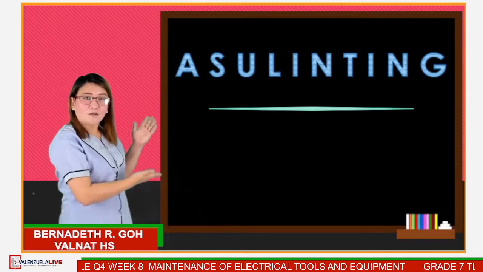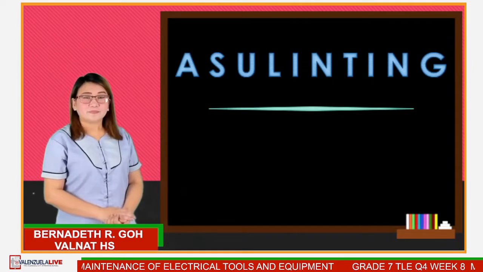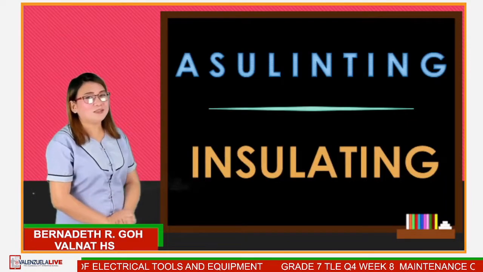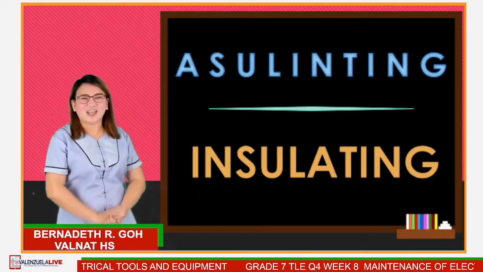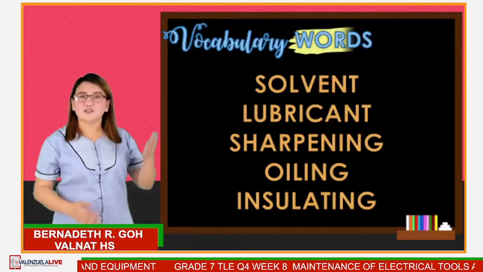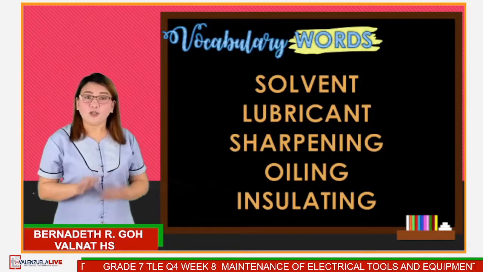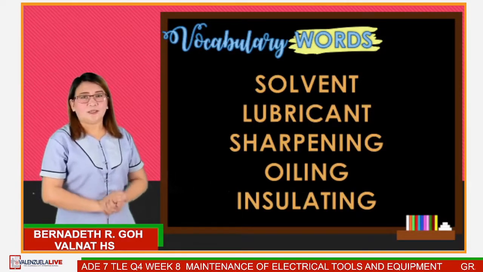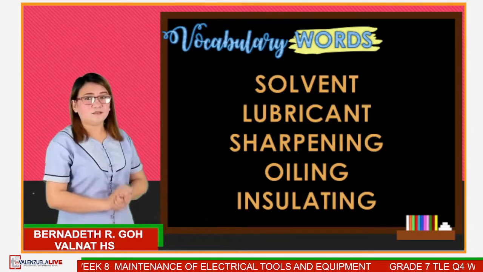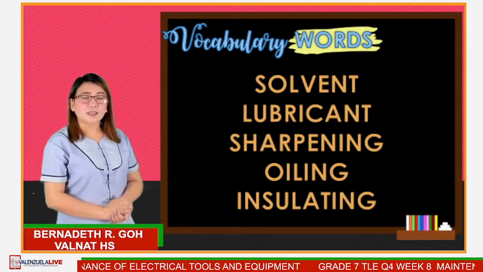Let's have another. Any idea about our last jumbled letters? It's insulating. Thank you for being participative in our activity. So here are the vocabulary words: solvent, lubricant, sharpening, oiling, and insulating. All these words will give us the knowledge on how to maintain our electrical tools and equipment.